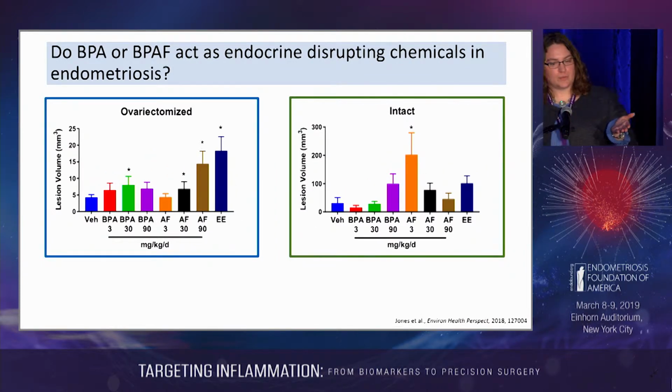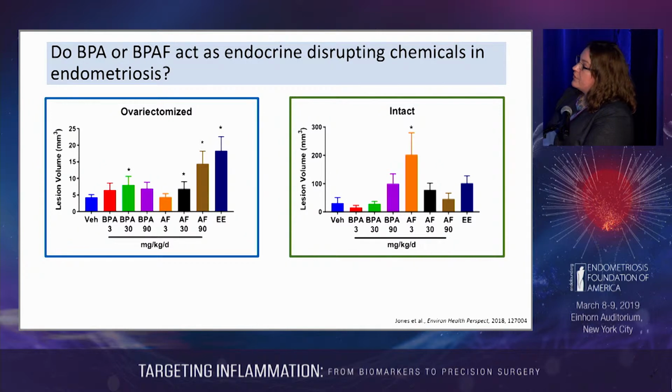Then we see a whole completely different story when we ask if these are endocrine disrupting chemicals. So looking at the ovariectomized model, looking at lesion volume as a surrogate for the growth of these lesions, we find a classical non-monotonic dose response for BPA, and we see a significant increase with BPAF at 30 and 90 mg per kg, which is very similar to the ethinyl estradiol.